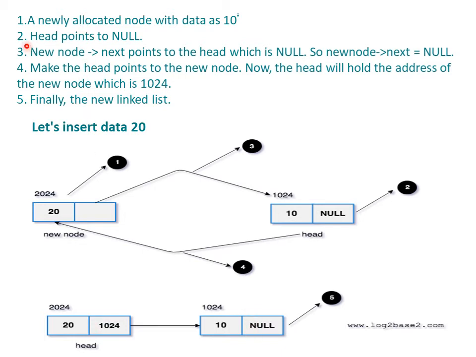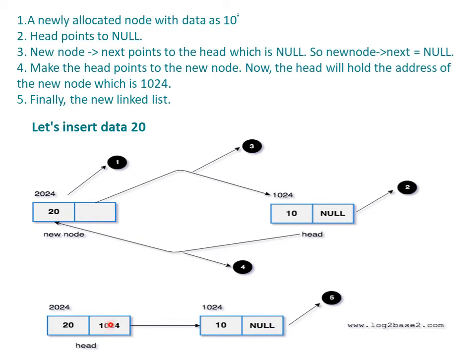Here I will go on explaining how it will work. A newly allocated node with data as 10, and the head points to null. The new node's next points to the head, which is null, so new node next equals null. Make the head point to the new node. Now the head pointer will hold the address of the new node, which is 1024.